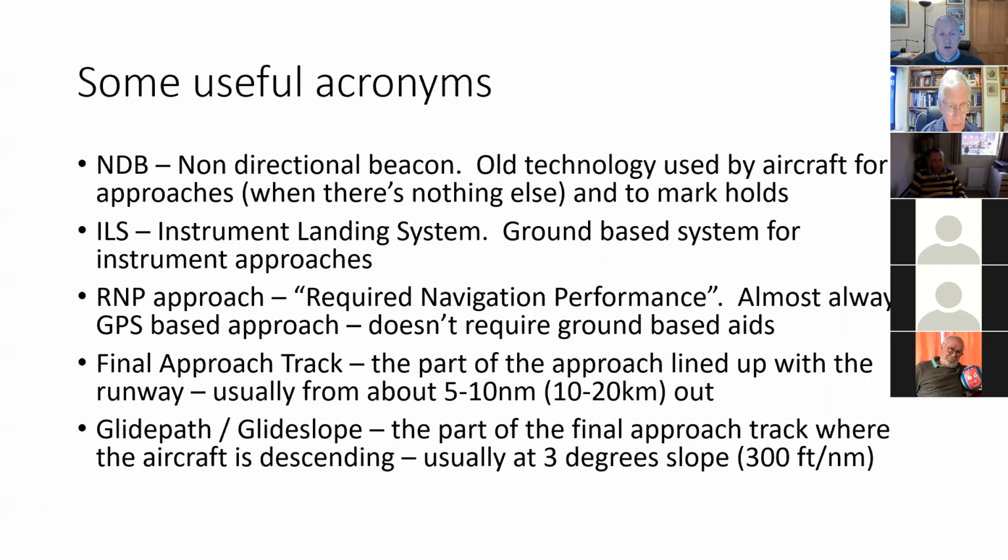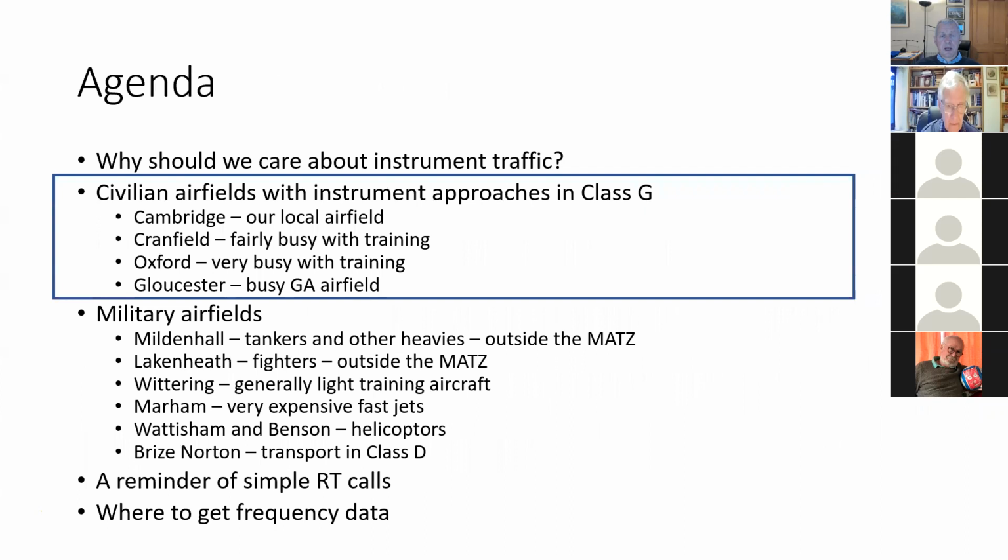We've got the final approach track, which we talked about. That usually goes out to about 5 to 10 nautical miles or 10 to 20 kilometers. On that final approach track is the final approach fix. And we have the glide path and glide slope, the bit of the final approach track where the aircraft is descending. And usually that's about a 3-degree slope, so 300 feet per nautical mile. So that gives us some idea of what we're looking at.